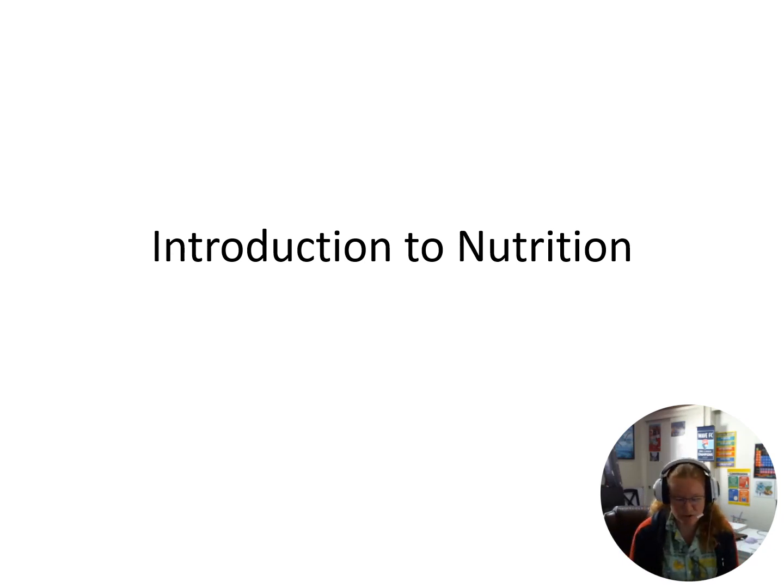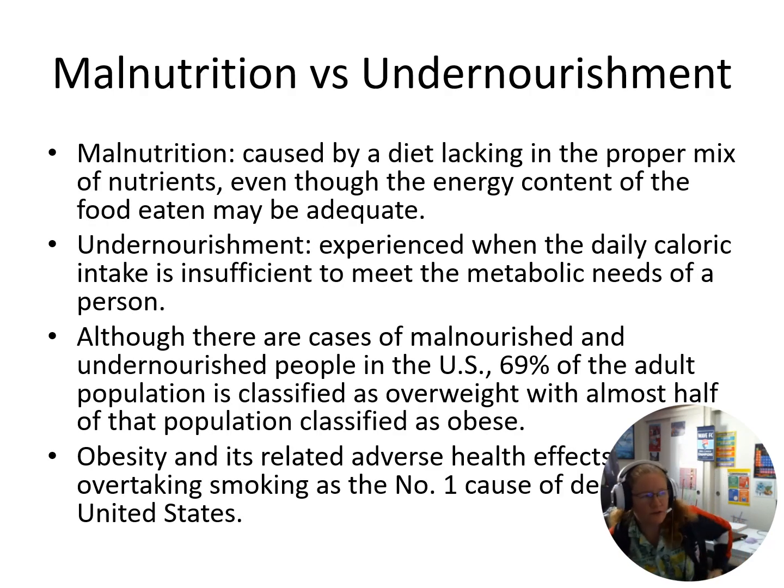Right, let's talk nutrition. So we have to understand some terminology here. Malnutrition is a thing. The problem with malnutrition is a lack of proper nutrients. So it's people that are lacking proper nutrients. They may be able to eat a whole bunch of food, but it's not very nutritious food. And then there's undernourishment. That's when people are eating too few calories to meet their own personal metabolic needs.